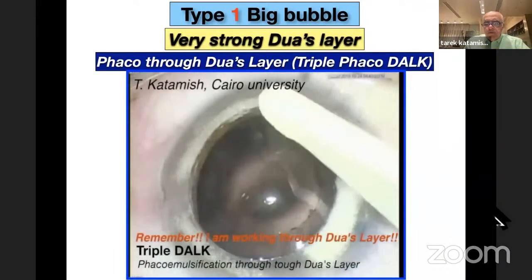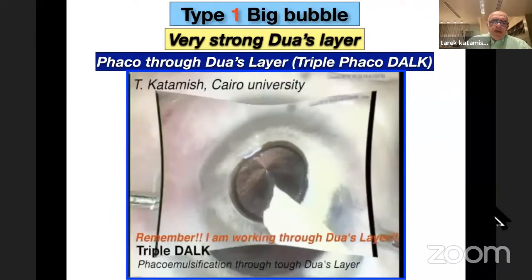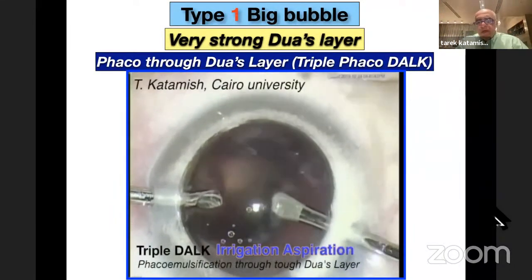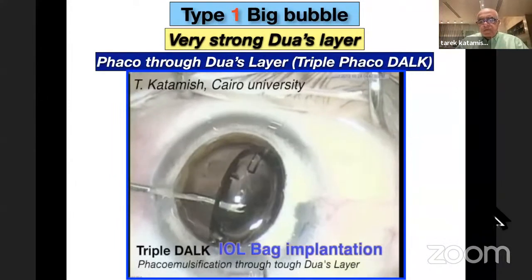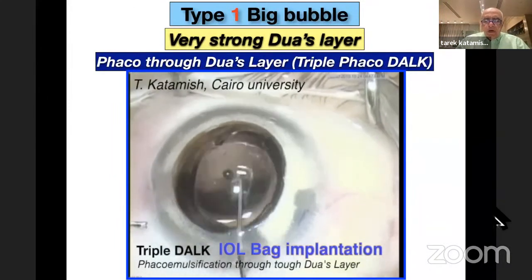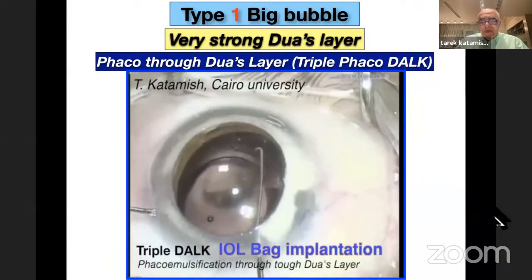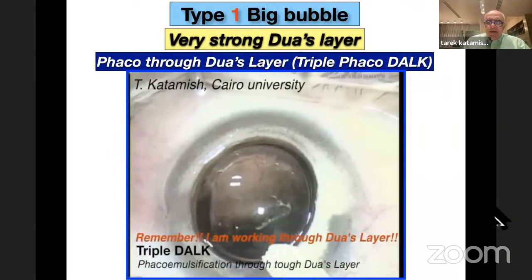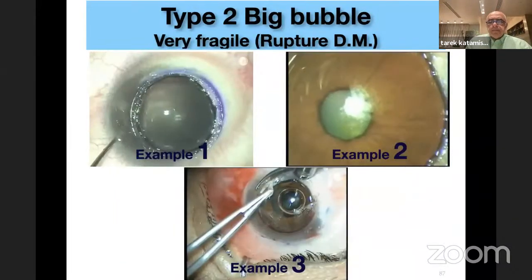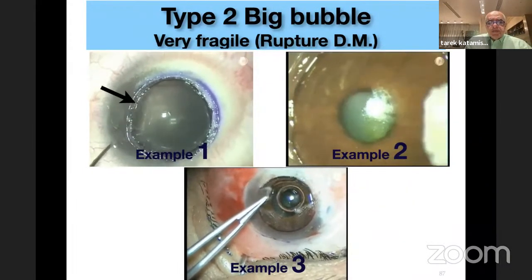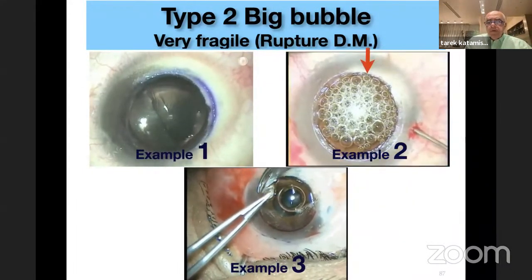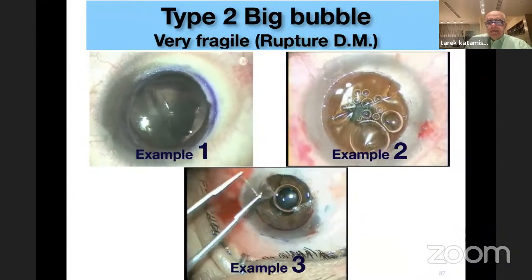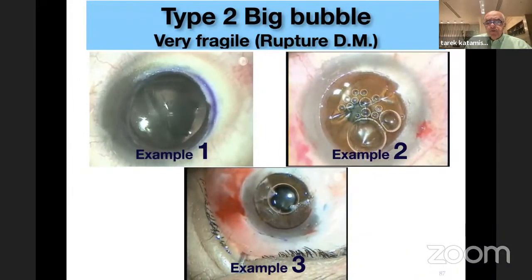The aim of this video, of course, we may have some pros and cons of doing DALK with phaco or doing a separate operation. A lot of debate around this issue, but I'm just showing this video to you to know that Dua's layer is very tough and it can withstand a lot of pressure. On the other hand, type 2 is very fragile. You see, it ruptures from slight stromal pressure. Look at the arrow here. It ruptures very easily, and usually it makes a very large rupture because it's very fragile and has no strength like Dua's layer.